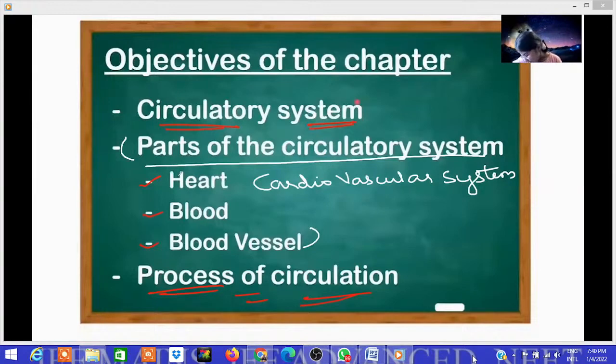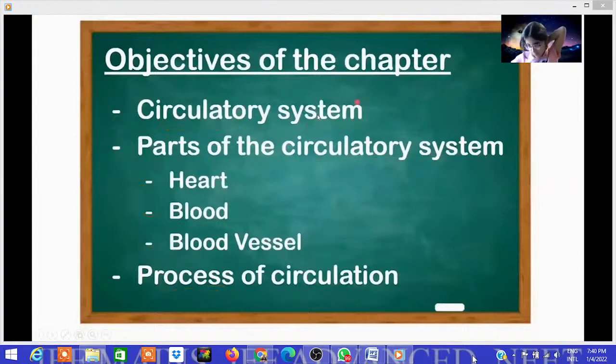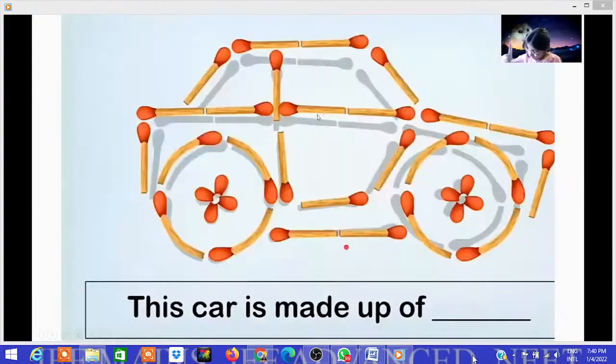Blood vessel. Okay. Done? No doubts up to here, right? So now we will move ahead. Okay. So Anna, look at the picture carefully and let me know what this car is made up of.